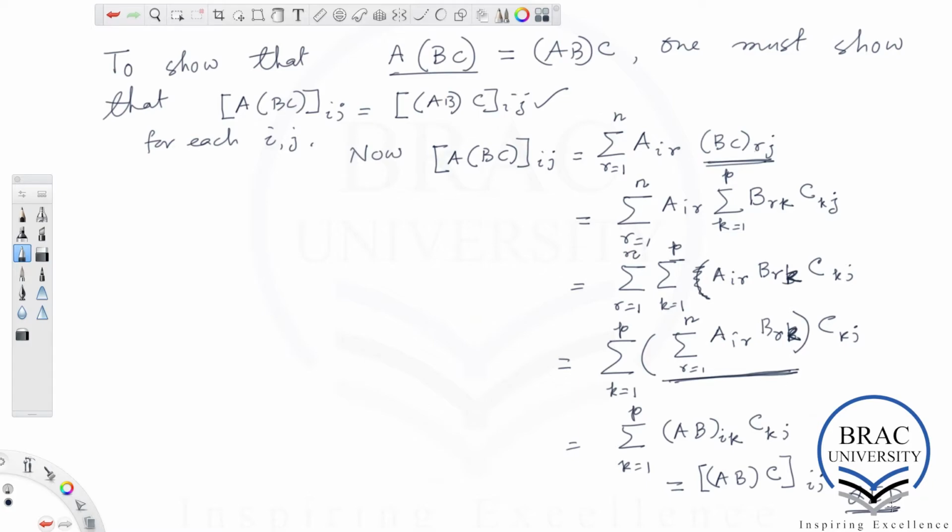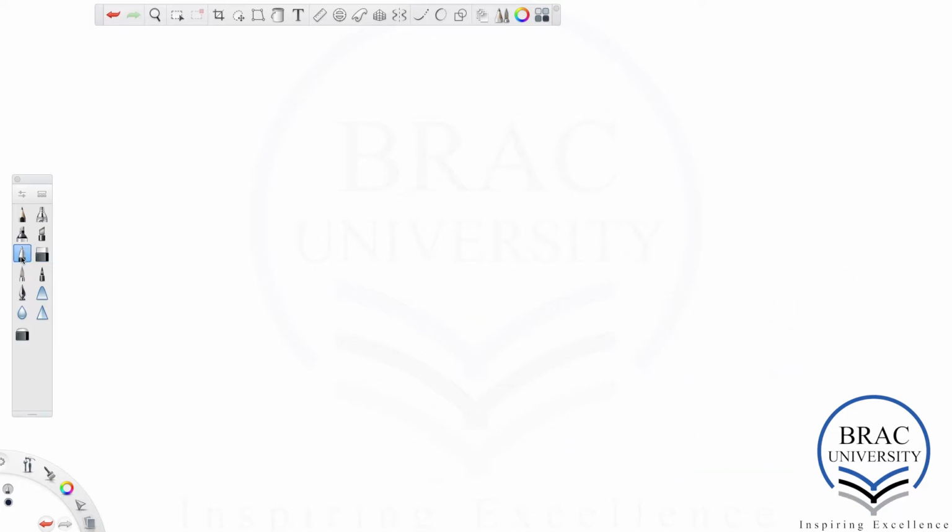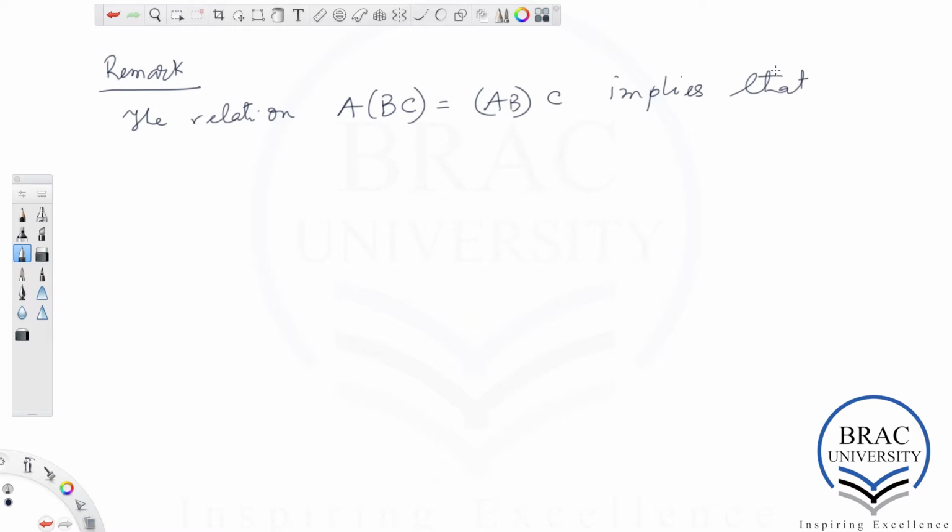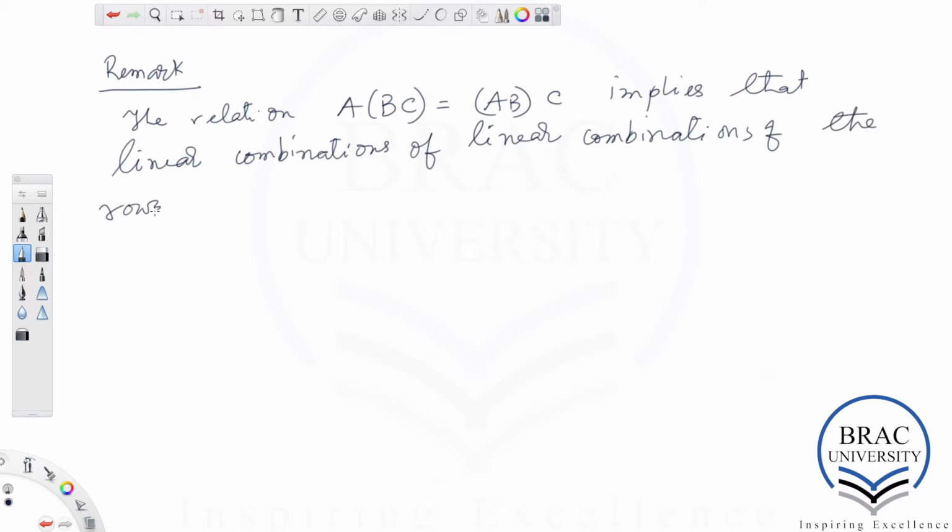All right, now there is a remark to this theorem 1. The relation A times BC is equal to AB times C implies that linear combinations of linear combinations of the rows of C. So this is the left hand side. This is how you interpret the left hand side of this equality.